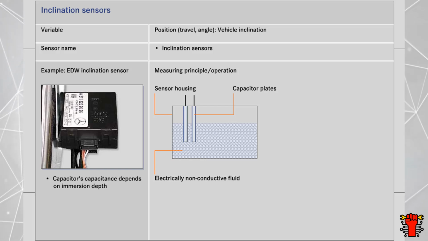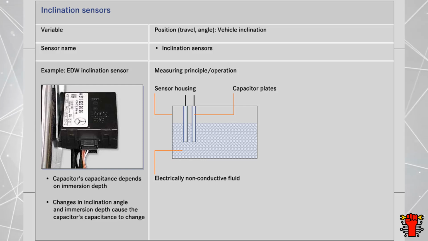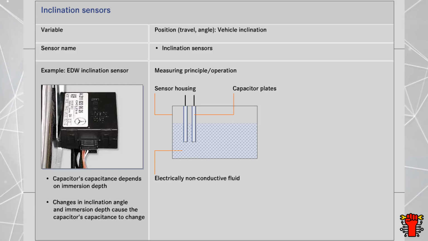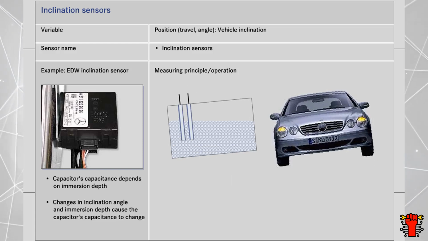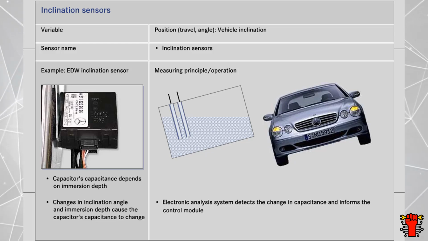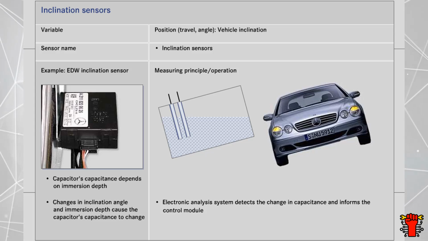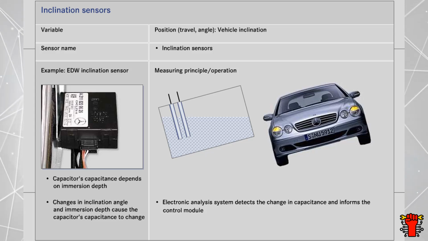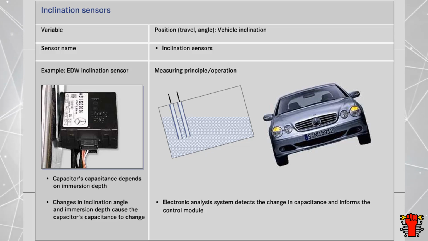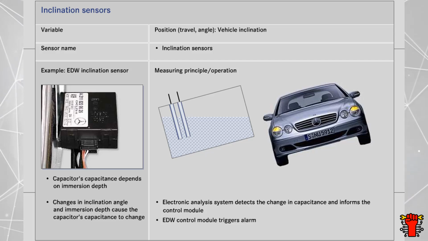The capacitance of the capacitor is increased considerably by the fluid between the plates. If the vehicle's angle of inclination changes, this causes a change in the immersion depth and thereby in the capacitance of the capacitor. The tilting action changes the immersion depth of the metal plates in the fluid. An electronic analysis system in the sensor registers the corresponding change in capacitance and sends the angle of inclination calculated from this to the control module of the anti-theft alarm system. This then triggers the alarm.